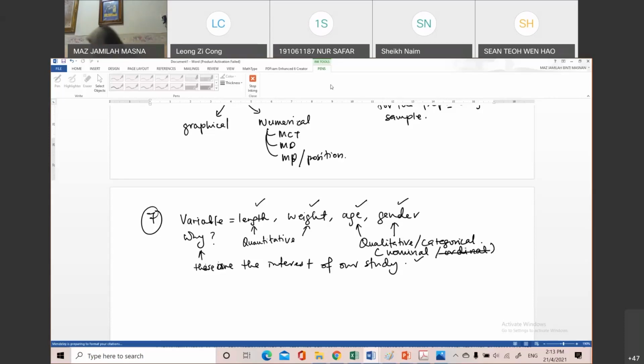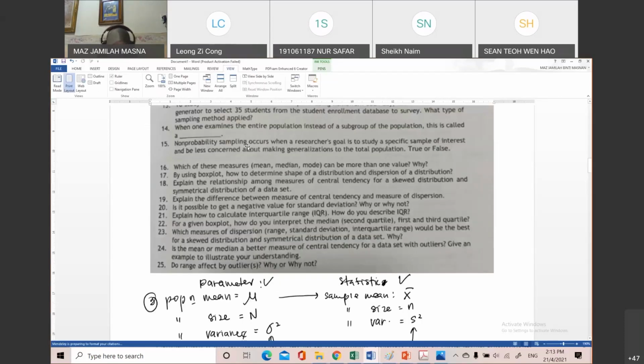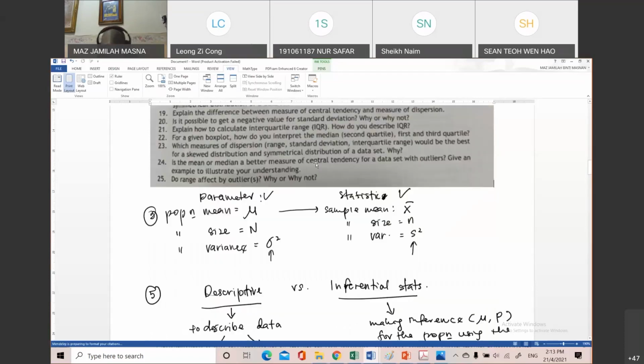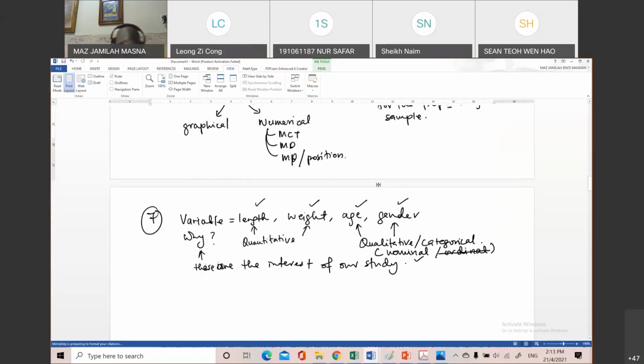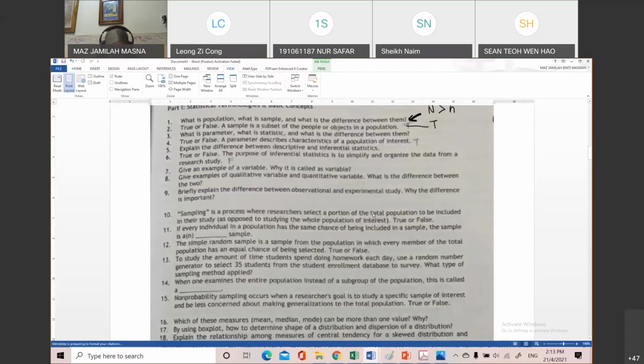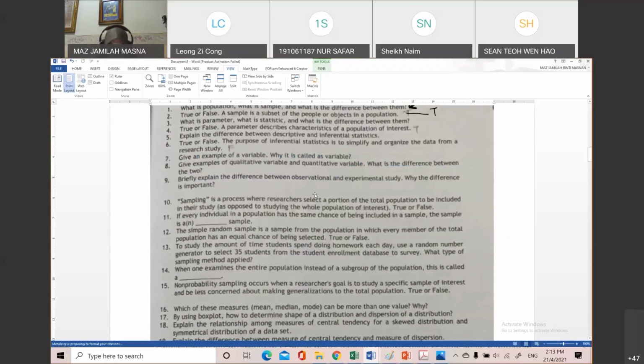Now, next question, number 8. Give an example of a qualitative and quantitative variable. What is the difference between the two? Yes, we have discussed this, so this comes along with question number 8. Now question number 9. Briefly explain the difference between observational and experimental study. Why is the difference important?